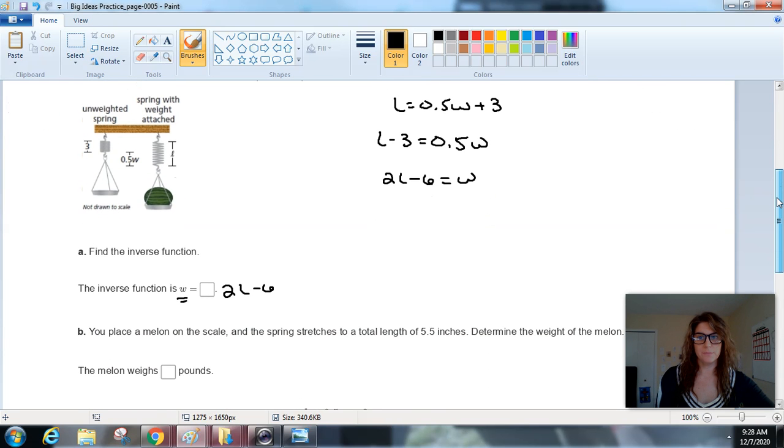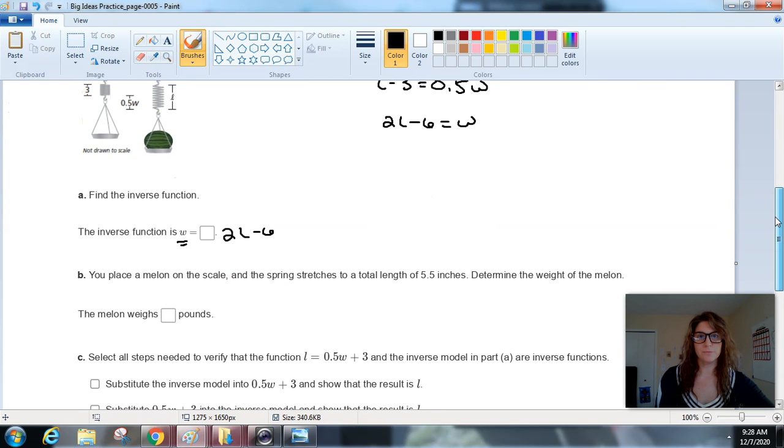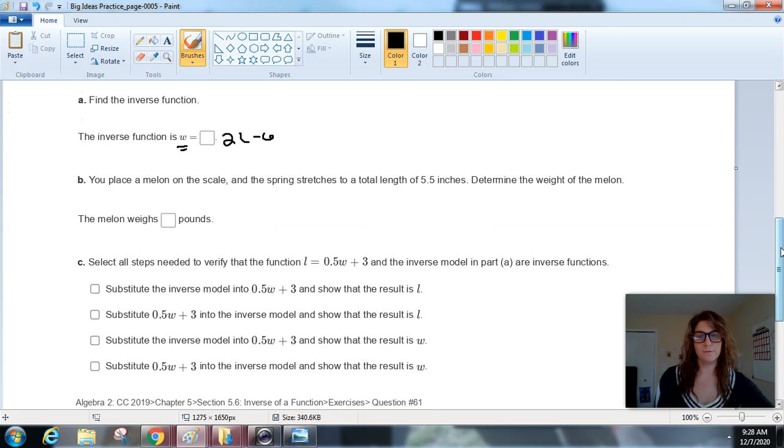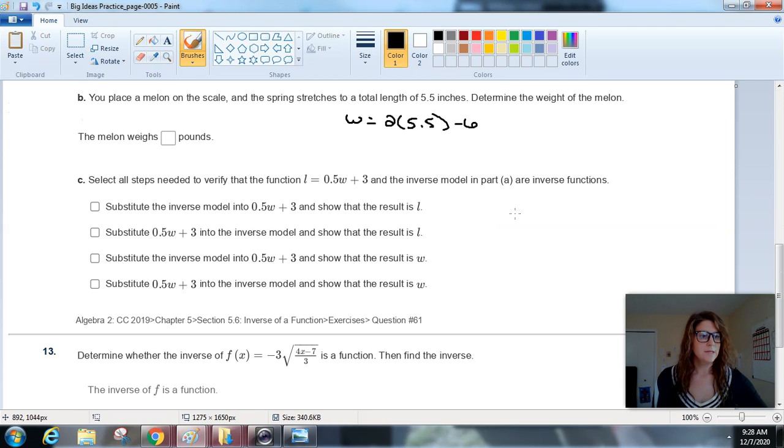Okay, so then you place a melon on the scale, and the spring stretches to 5.5. So you are simply putting 5.5 into that and then subtracting your 6, and you end up with 5 pounds, right? 2 times 5.5 is 11, 11 minus 6, yeah. So you would get 5 pounds for the weight. And select all steps needed to verify that they are inverses.